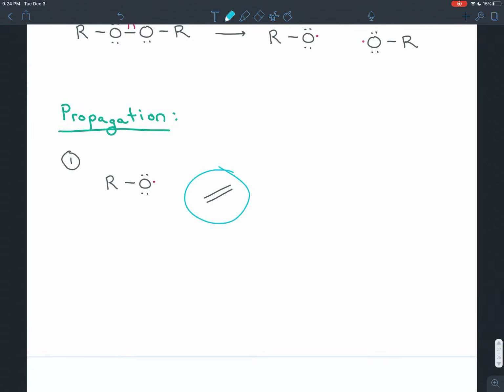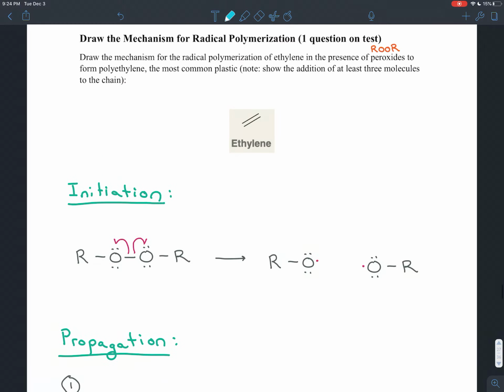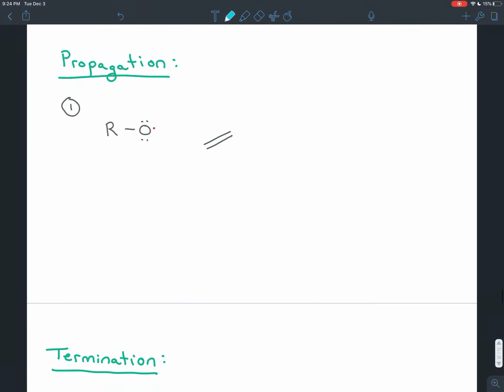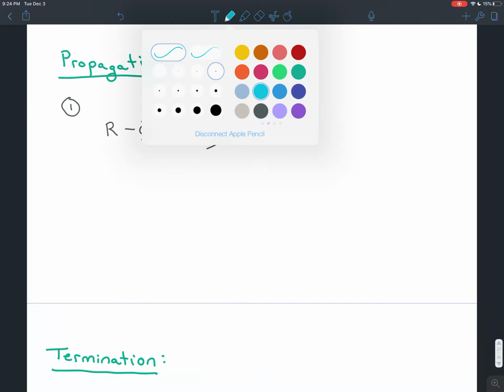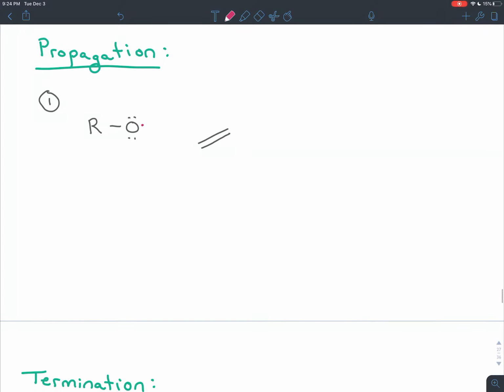You can turn gases at first into liquids and then into solids by putting many pieces of them together, by putting polymers of those pieces together. So everything starts with your radical. The oxygen radical is going to form a bond to one of the carbons in the alkene.